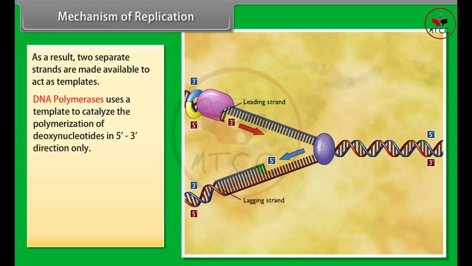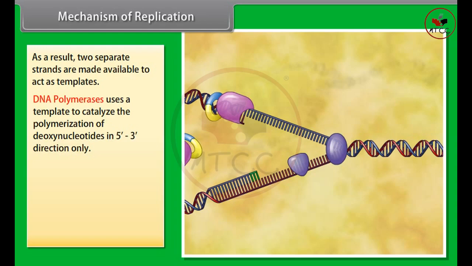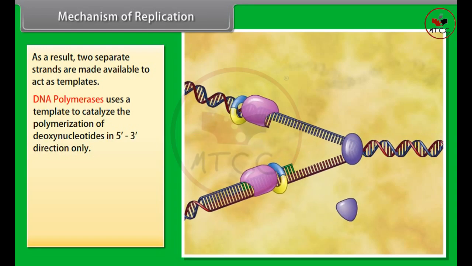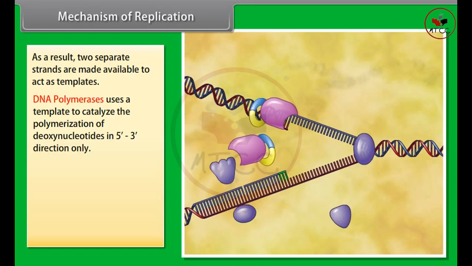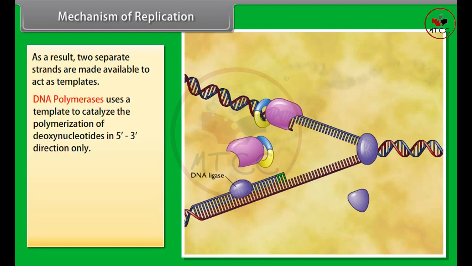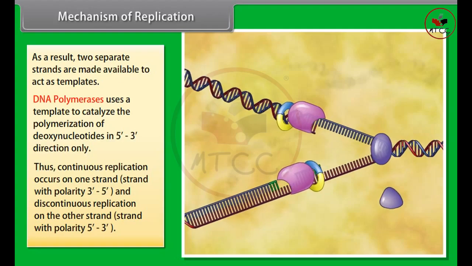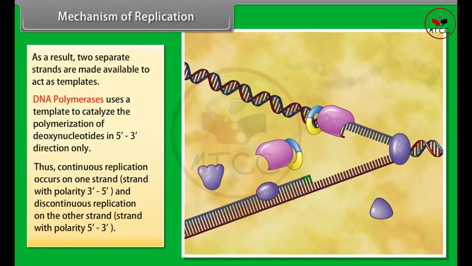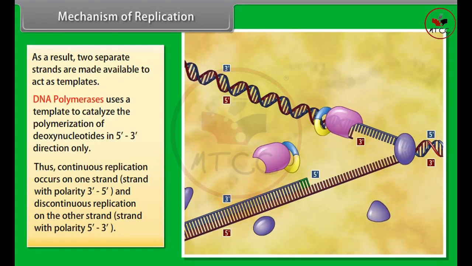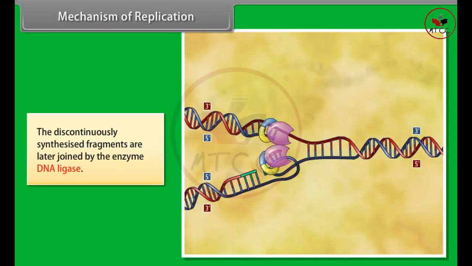DNA polymerases use a template to catalyze the polymerization of deoxynucleotides in 5' to 3' direction only. Thus, continuous replication occurs on one strand with polarity 3' to 5', and discontinuous replication on the other strand with polarity 5' to 3'. The discontinuously synthesized fragments are later joined by the enzyme DNA ligase.